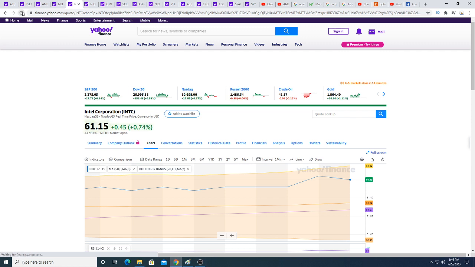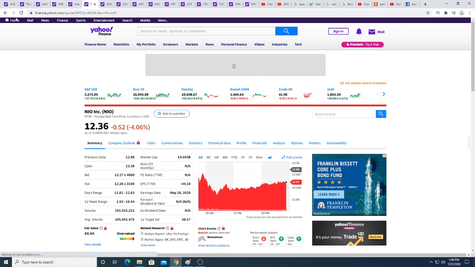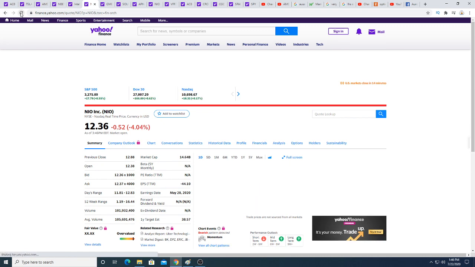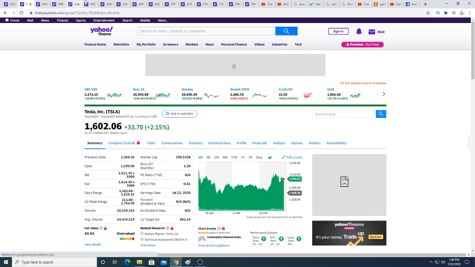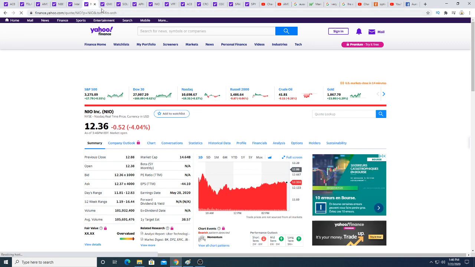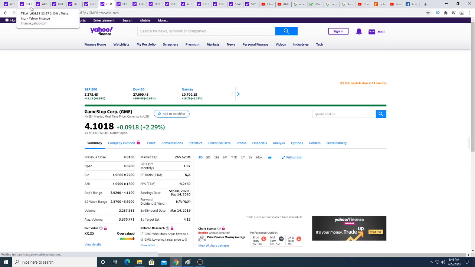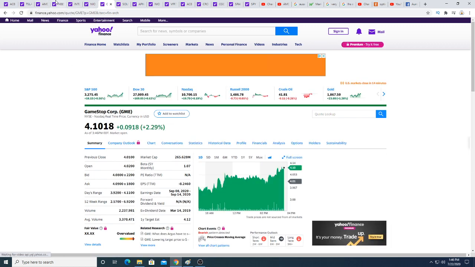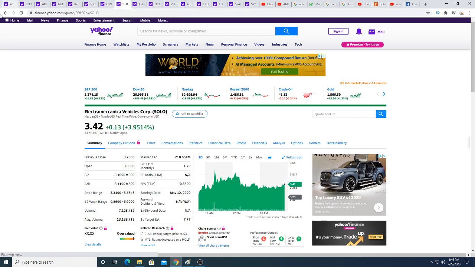Intel is up 45 cents. Not too much to say about that. Neo is down 52 cents. Neo's not benefiting off Tesla today, but if Tesla pops, I have a feeling Neo will pop. GameStop is moving up today, but once the Lockhart console is announced, this thing's gonna drop down to $4, and the Lockhart console is coming tomorrow.